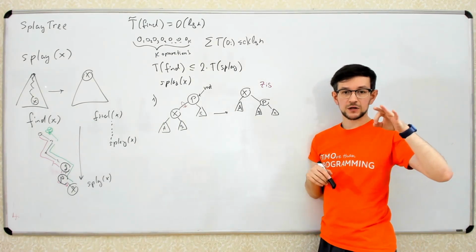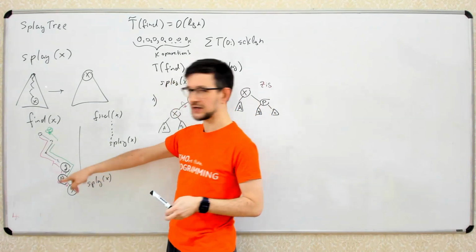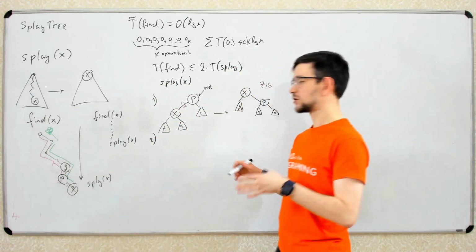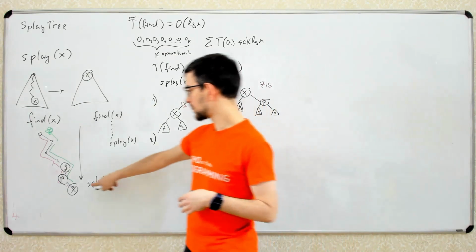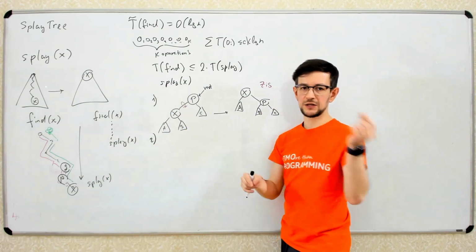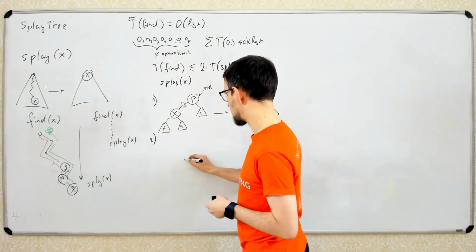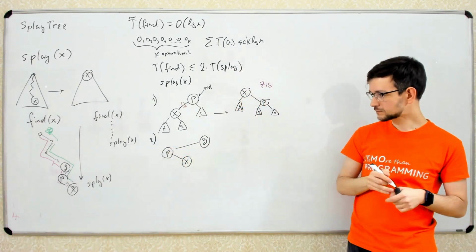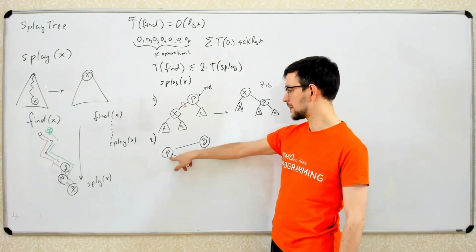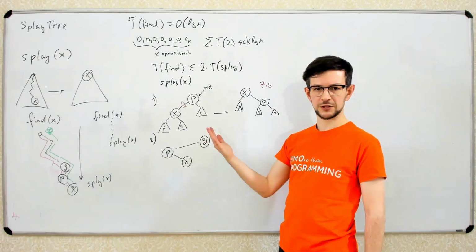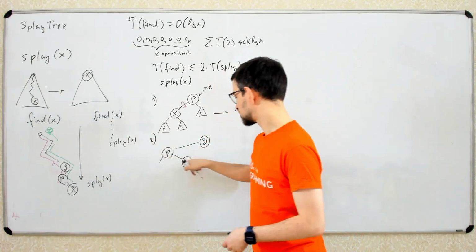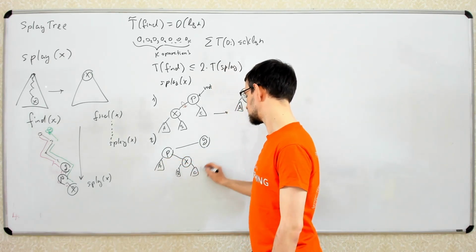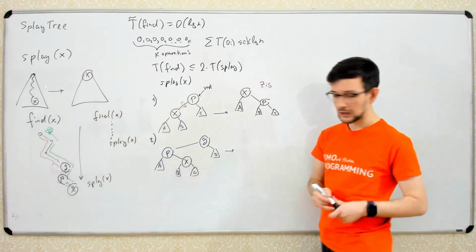Now, if X has a grandparent, so if X is not a son of the root of the tree, so if we have two more nodes on this path, let's consider two different cases. One case, if these two parents are on different sides of X. So if you have X, and for example, P is to the left of X, and G is to the right of X, like this. So X is the right child of P, and P is the left child of G, or the opposite. So the direction of these two edges is different. A, B, C, and D.